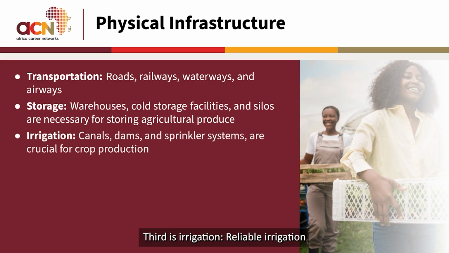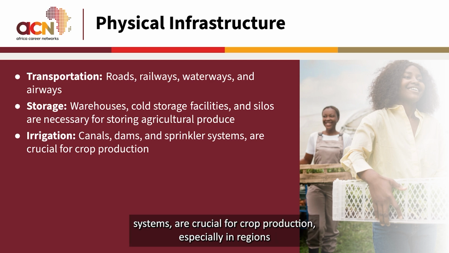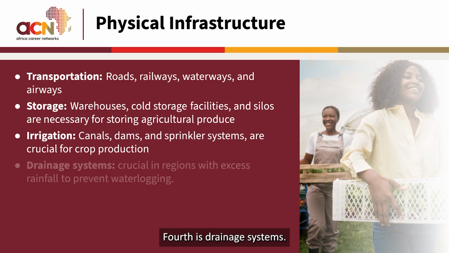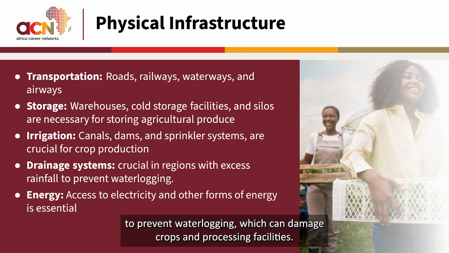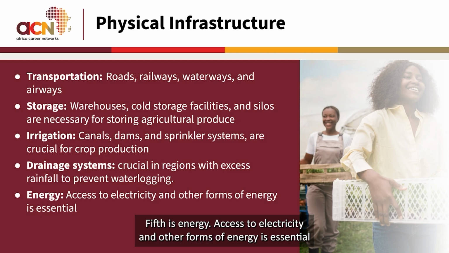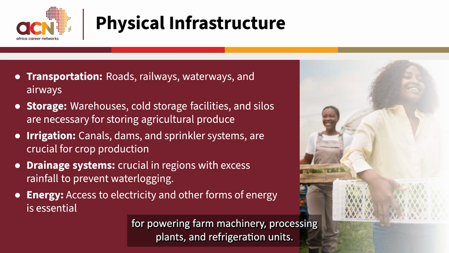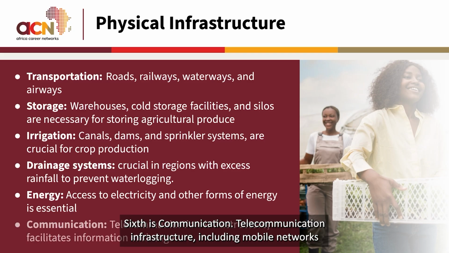Third is irrigation. Reliable irrigation systems, including canals, dams, and sprinkler systems, are crucial for crop production, especially in regions with limited rainfall. Fourth is drainage systems. Drainage systems are crucial in regions with excess rainfall to prevent waterlogging, which can damage crops and processing facilities. Fifth is energy. Access to electricity and other forms of energy is essential for powering farm machinery, processing plants, and refrigeration units.